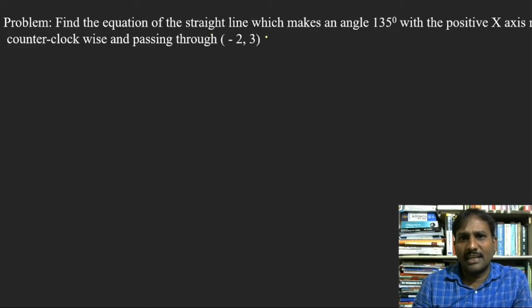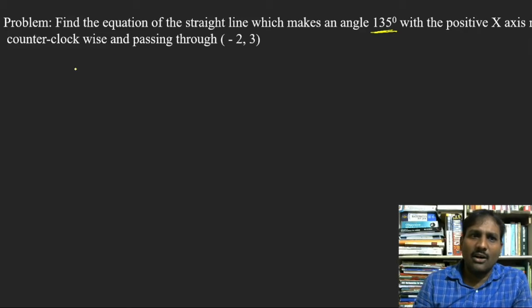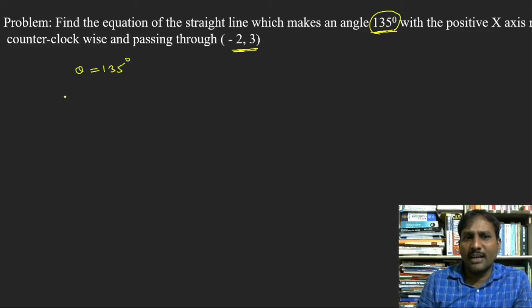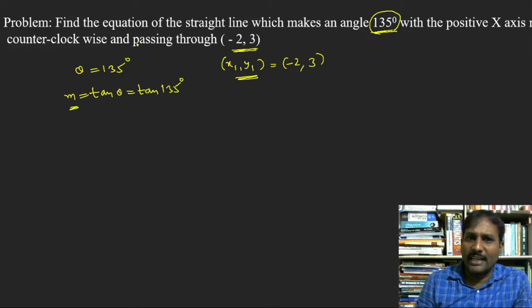Find the equation of the straight line which makes an angle 135 degrees with the positive x-axis in counterclockwise and passing through the point minus 2 comma 3. Here they have given the inclination. So theta they have given. So from this we can find out m, that is tan theta, that is tan 135. And here it is passing through one point they have given, x1 comma y1 is equal to minus 2 comma 3. So we know the slope and we know one point. So we have to find the equation in slope point form. So let us find the slope first.